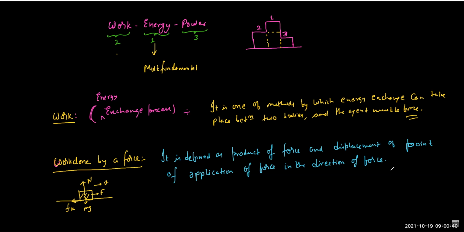So the work done by a force is defined as the product of force and displacement. But displacement of what? Displacement of point of application of force. This is very crucial. Now this is generally misunderstood. We always think of displacement as the body's motion, which is not true. The displacement is always attached to the point where the force is actually applied. That point is moving or not will decide the work or not.